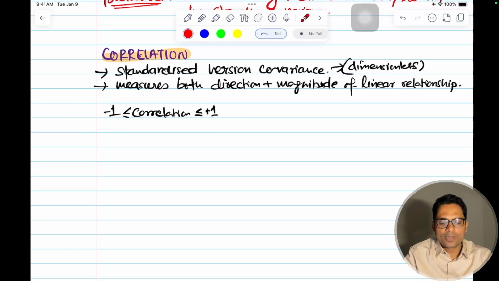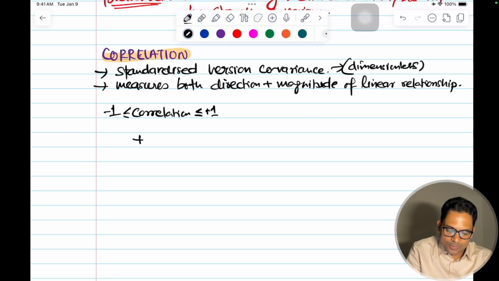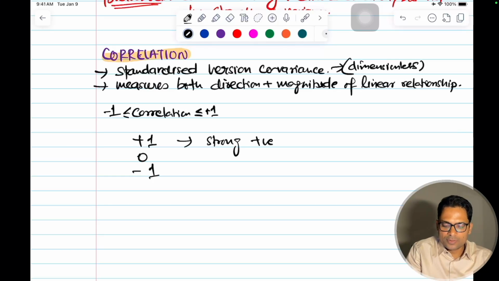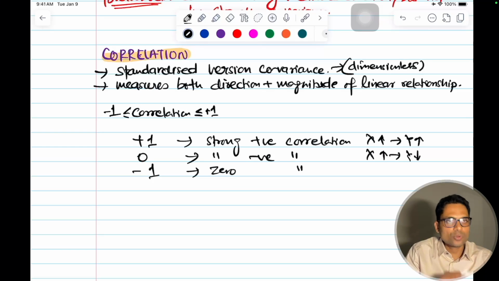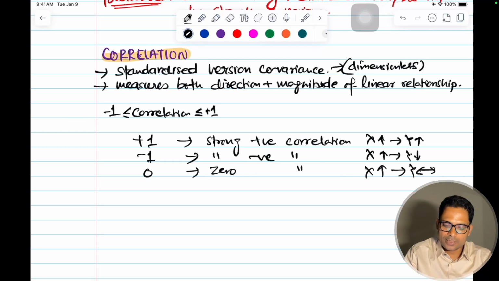-1 is totally negatively correlated, +1 is on the other end, and in the middle is 0, so it has the complete range of values. +1 means strong positive correlation, meaning x increases strongly, y also increases. This is strong negative correlation: if x increases, then y decreases. This is -1 and this is 0. 0 means no correlation: whatever x changes, y has no change, nothing is happening.